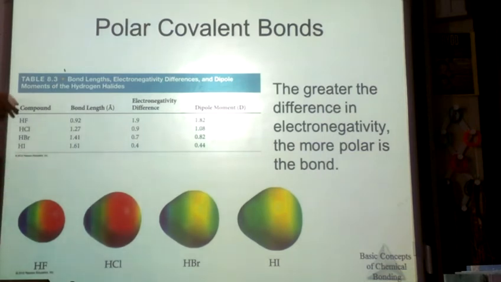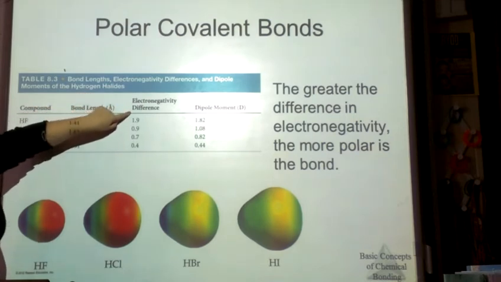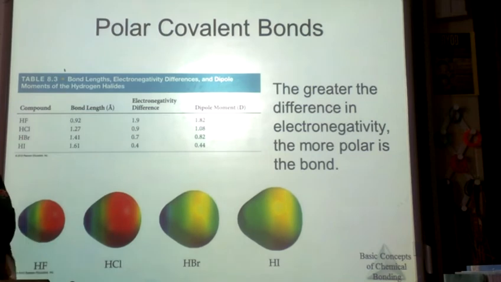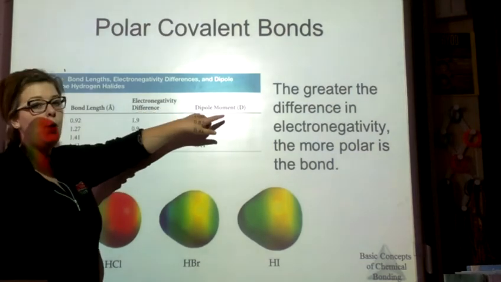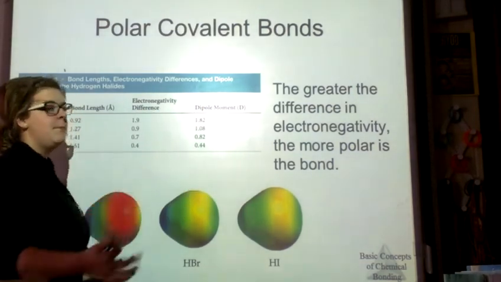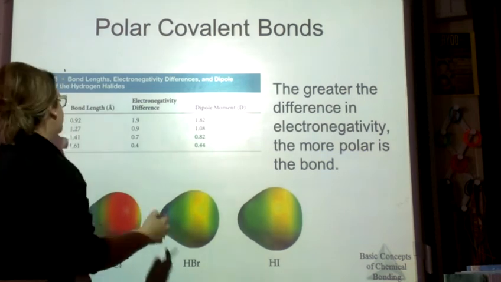So I have hydrogen attached to all of the halogens, and this is just showing a trend that's happening down that halogen family. I see that the electronegativity difference as I move down that group decreases. We said that as we move down a group, electronegativity decreases. That should make sense. Dipole moment will be the exact same. These are just two different ways to measure the polarity in a bond.